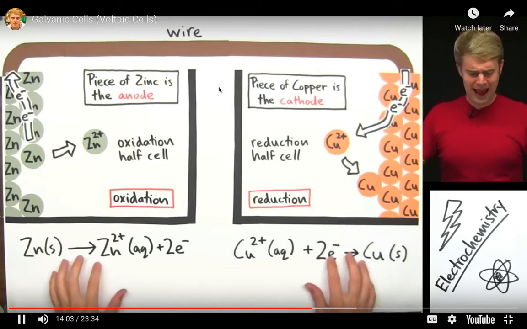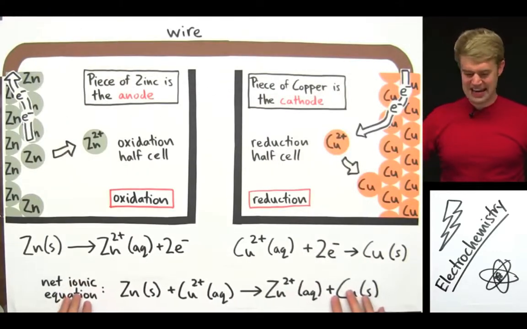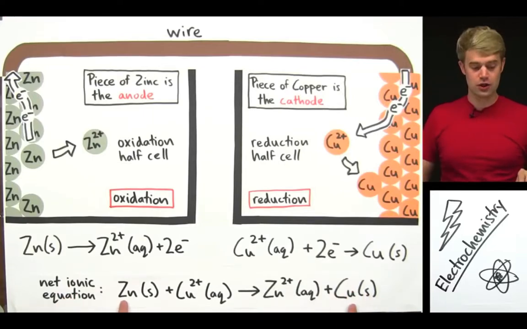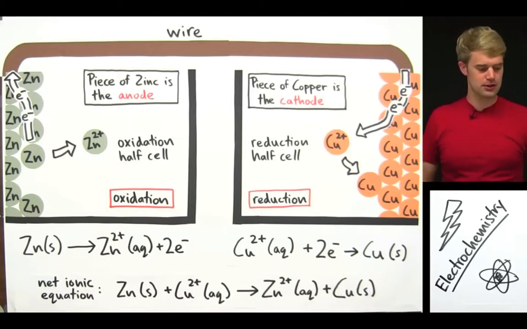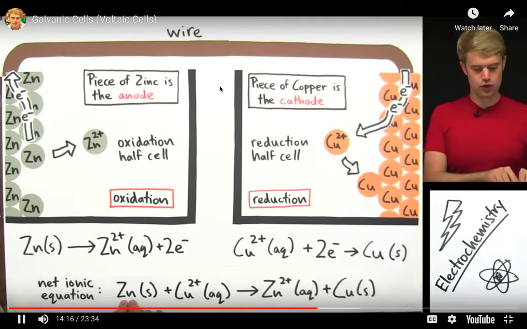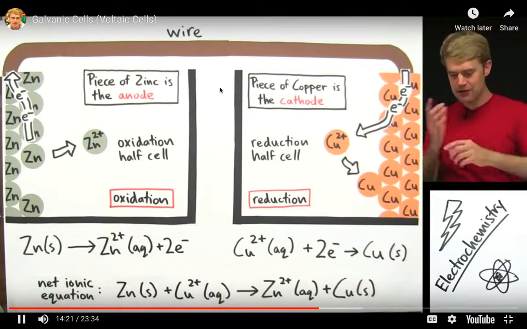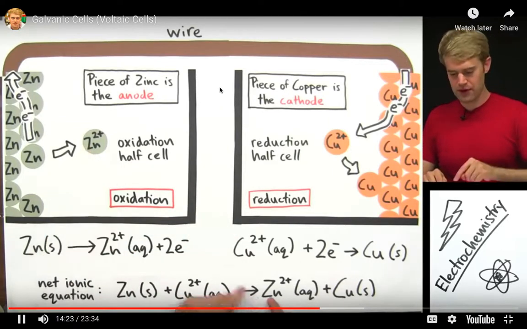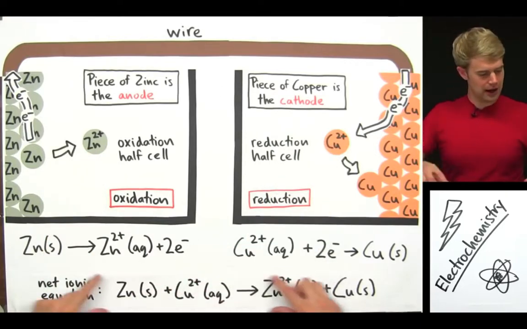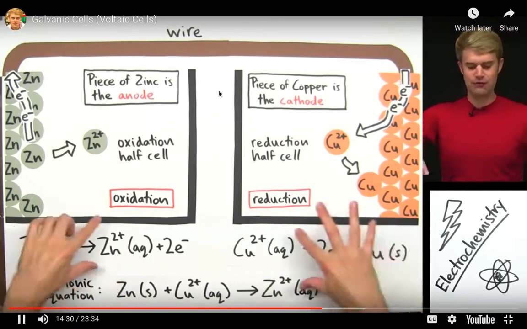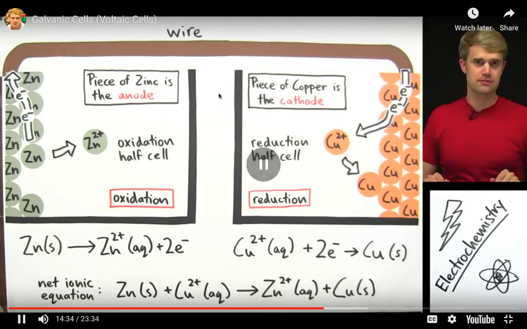we have these 2 half reactions, and we can put them together to get a net ionic equation, which shows the overall oxidation and reduction process. We start with solid neutral zinc and Cu2+ ion, and then at the end of the process, we're left with Zn2+ ion, and then we have solid copper. This is the net ionic equation that we get from adding together these 2 half reactions.